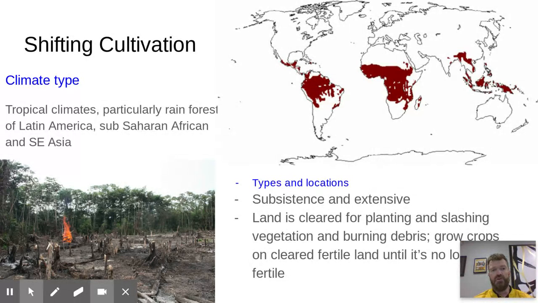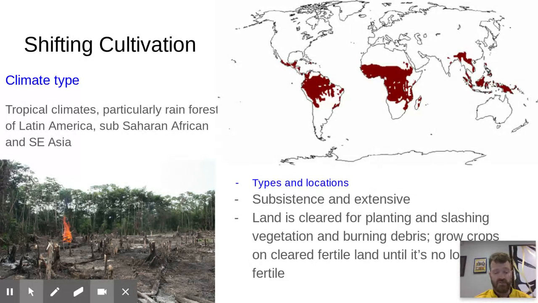Okay, so if you look on the maps, you can see the locations, right? In South America, that's the Amazon rainforest. Okay, in Africa, that's the equatorial rainforest, right? So those areas of the world is where this happens. So the land is cleared for planting. They slash and burn the vegetation. That's also called slash and burn farming. And then the ashes that are left behind help to fertilize the ground.